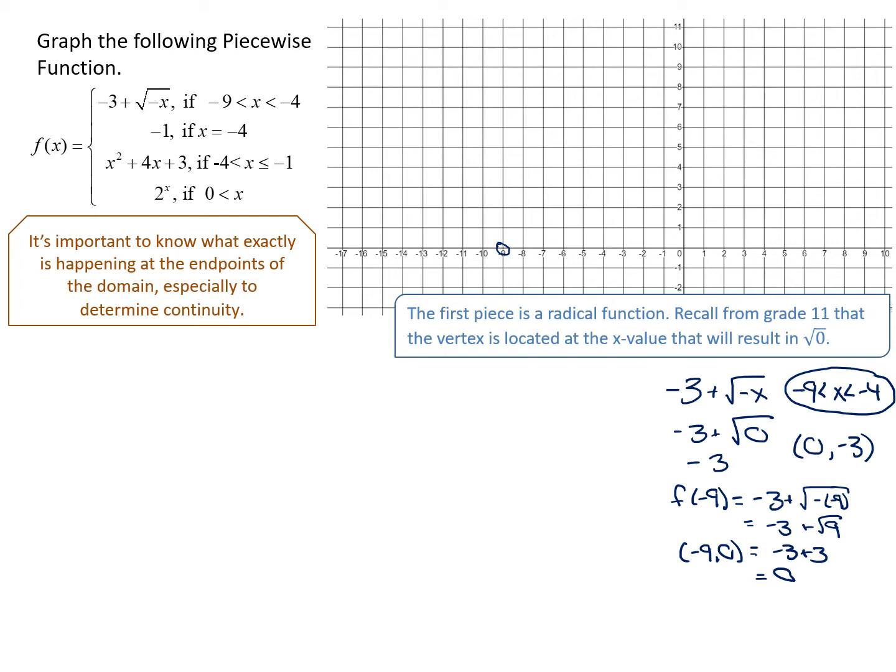Next, let's try the other endpoint, f at negative 4. So we sub in f at negative 4. So I subbed in negative 4 and we get negative 1. So my next coordinate here is negative 4, negative 1. So I can put that one on. That's within my domain, but notice it's also going to be an open circle. Negative 4, negative 1 is another open circle right there.